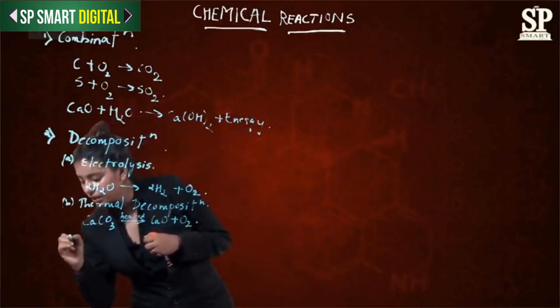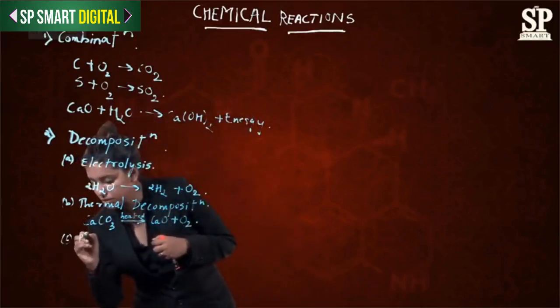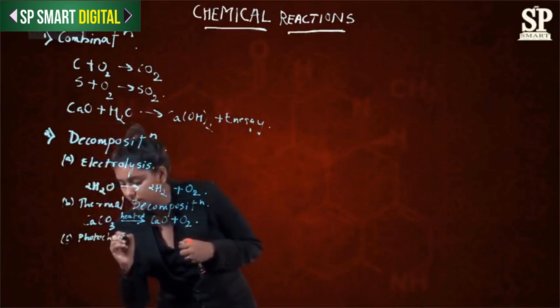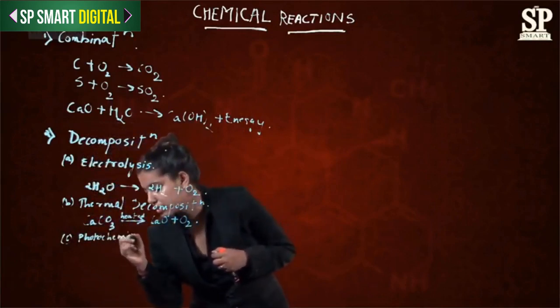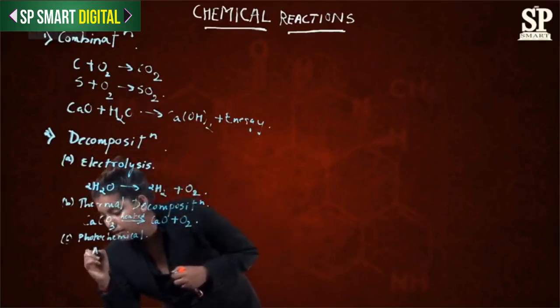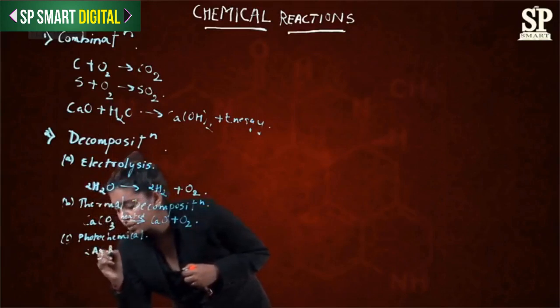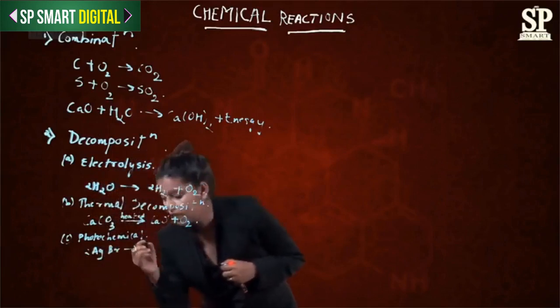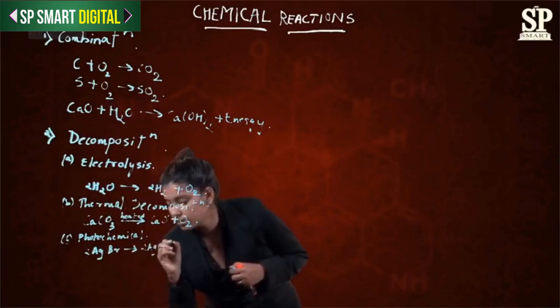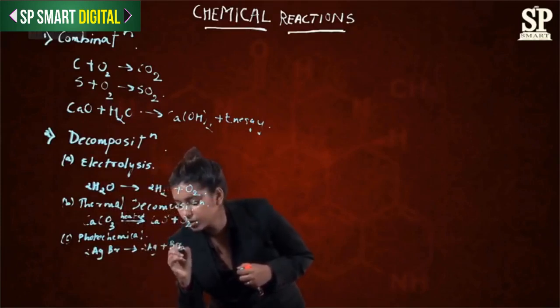The third one is the photochemical decomposition. Photochemical decomposition means when a chemical reaction is carried out in presence of light. The example we can take is silver bromide. When silver bromide is treated in presence of light, we get silver and bromine molecules.